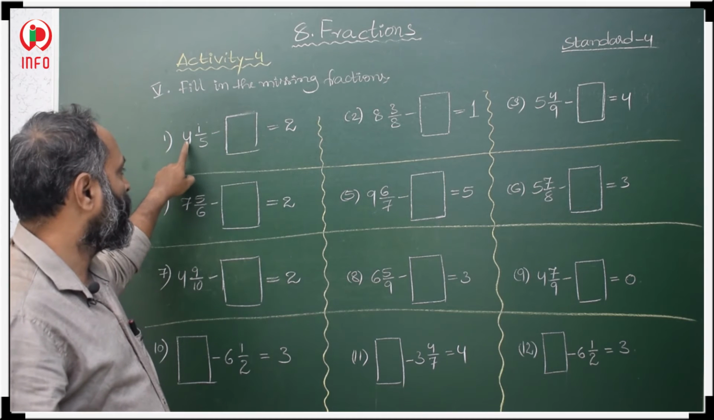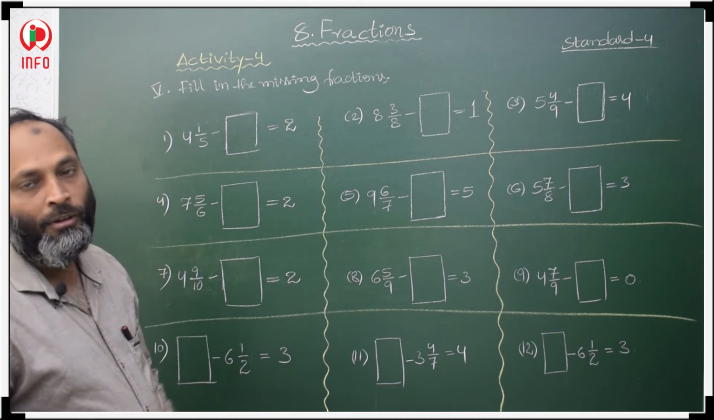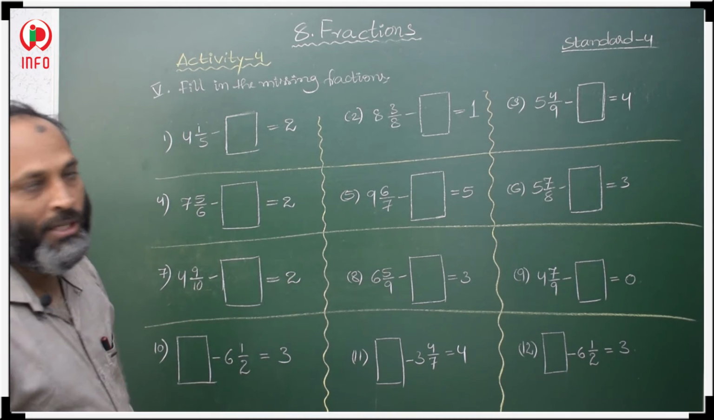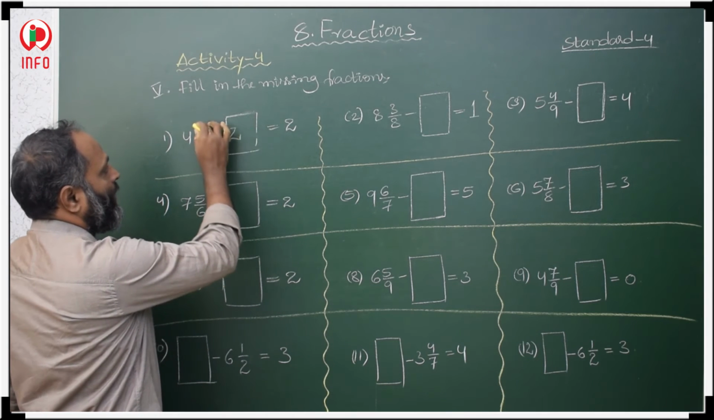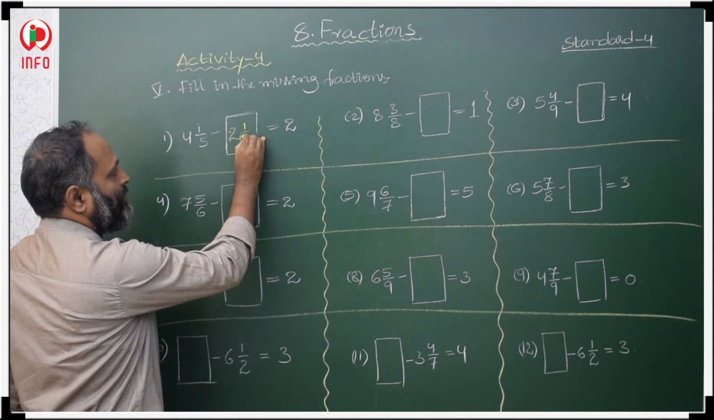First fraction whole part 4. 4 minus 2 is 2. That 2 we have to write like this, and this proper fraction as it is we have to keep.